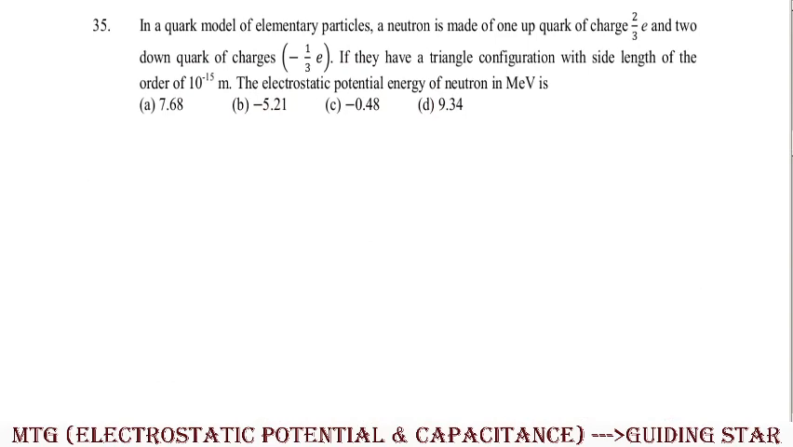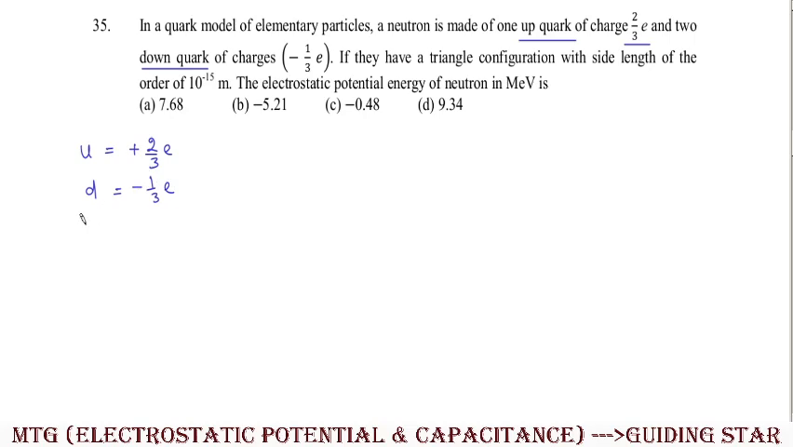Okay, next in question number 35. In a quark model of elementary particles, a neutron is made of one up quark of charge plus 2 by 3 and two down quarks of charge minus 1 by 3. Okay, that means if the up quark is indicated by u, its value is plus 2 by 3 e, and the down quark is minus 1 by 3 e.